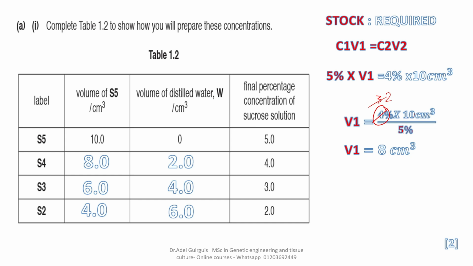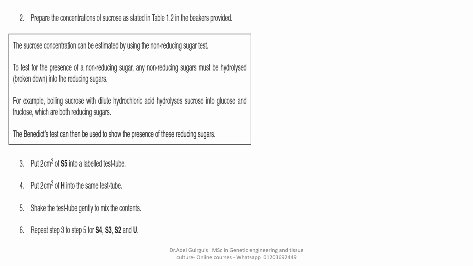Number 2, prepare the concentration of sucrose as stated in table 1.2 in the beakers provided. The sucrose concentration can be estimated by using the non-reducing sugar test. To test the presence of a non-reducing sugar, it must be hydrolyzed first, broken down into reducing sugars, I mean monosaccharides, by using a certain enzyme called sucrase, or by using dilute hydrochloric acid then heating. For example, boiling sucrose with dilute hydrochloric acid hydrolyzes sucrose into glucose and fructose, which are both reducing sugars.